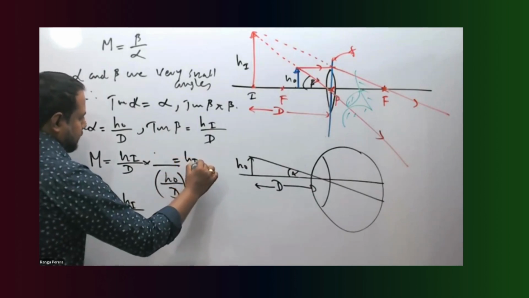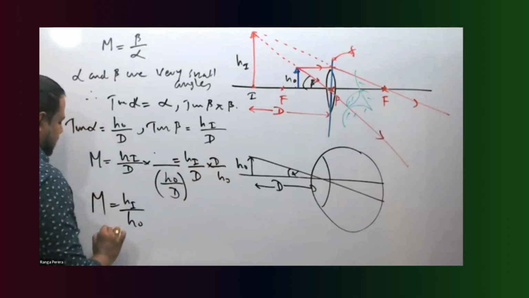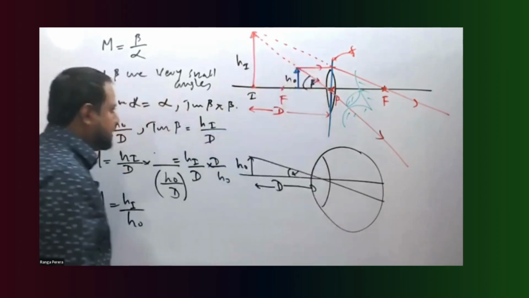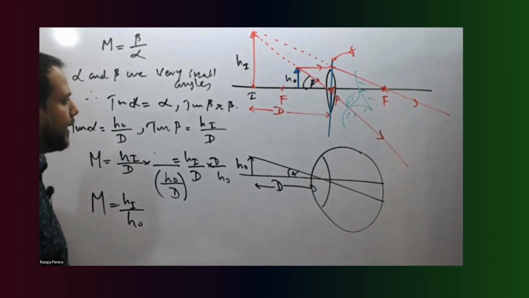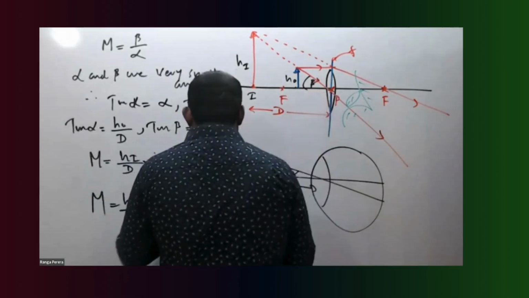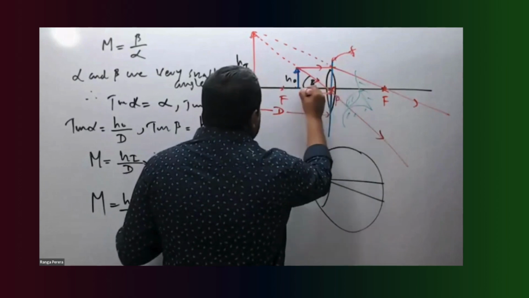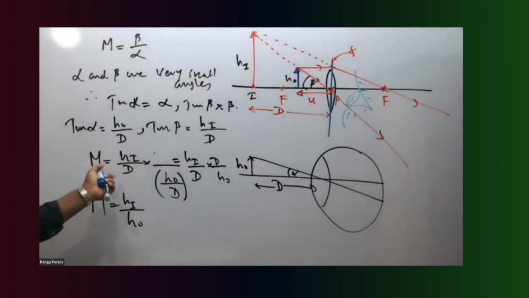If you want, we can simplify: Hi over D times D over H naught. Cancel D, so Hi over H naught. It is the image height divided by the object height, something like that. That is the image distance divided by the object distance. Let's say the object distance is U. I will take that as U. Okay, I need to derive further. Can you complete this part first?